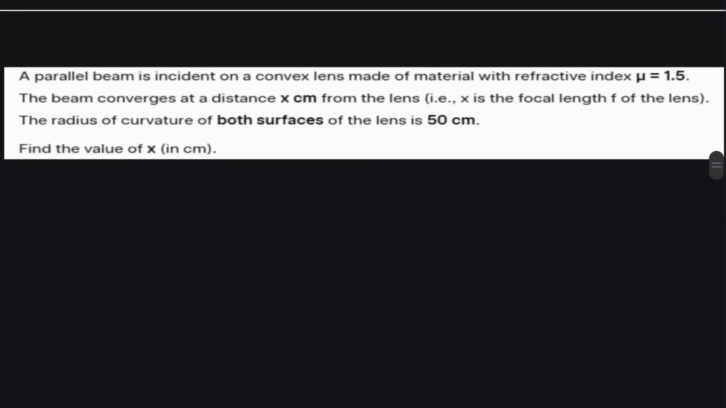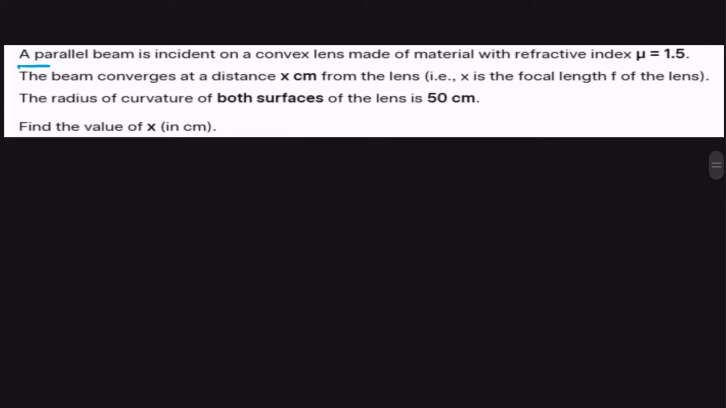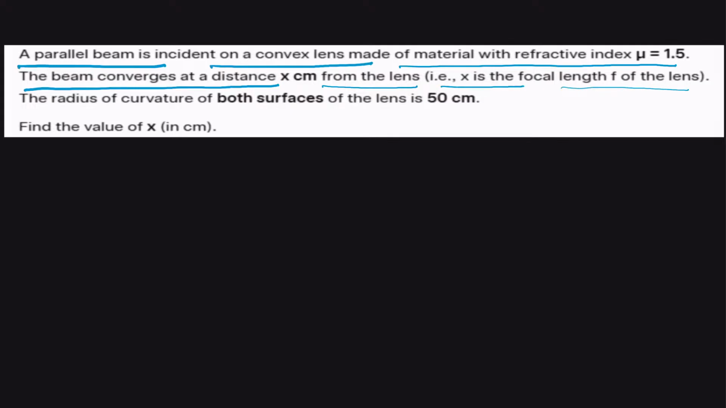It states that a parallel beam is incident on a convex lens of a material of refractive index 1.5. The beam converges at a distance x centimeter from the lens. That is, x is the focal length f of the lens. The radius of curvature of both the surfaces is 50 centimeter. Find the value of x.